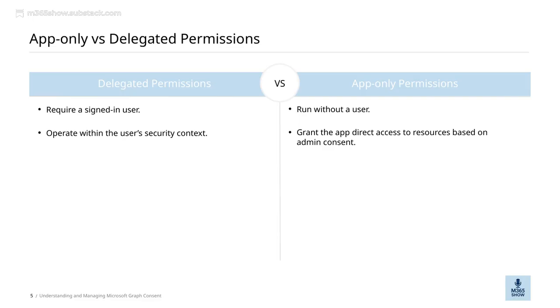Understanding these differences is crucial for managing Microsoft Graph consent effectively. App-only permissions are powerful for automation and server-to-server tasks, while delegated permissions are more suitable for user-driven experiences. Recognizing when to use each helps us maintain security and streamline access control across our applications.